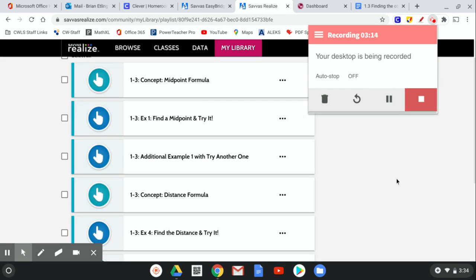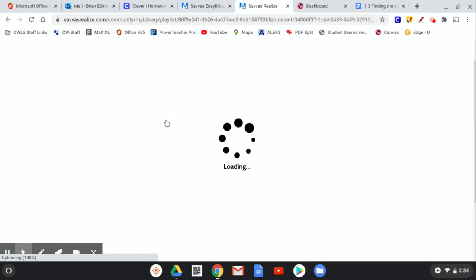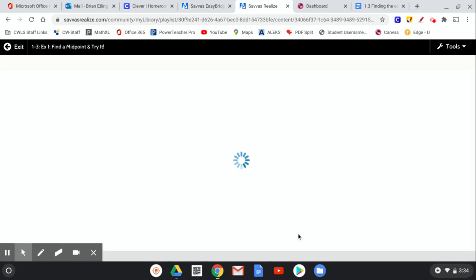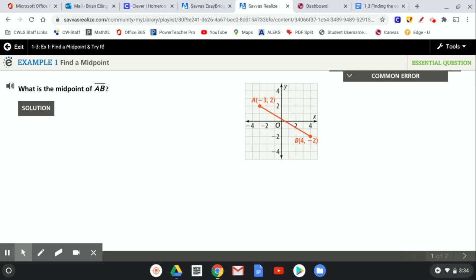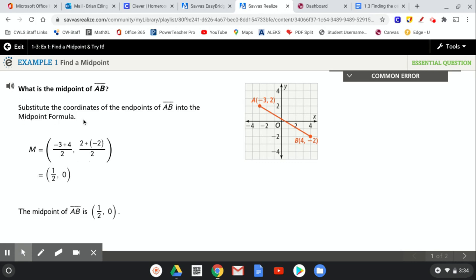So I just went back to our home screen here, and we're going to go to the first example, and we're going to find a midpoint. Okay, we're going to try the formula for ourselves. Okay, so this one says, what is the midpoint of AB? All right. So to find the midpoint, we are going to use the midpoint formula.